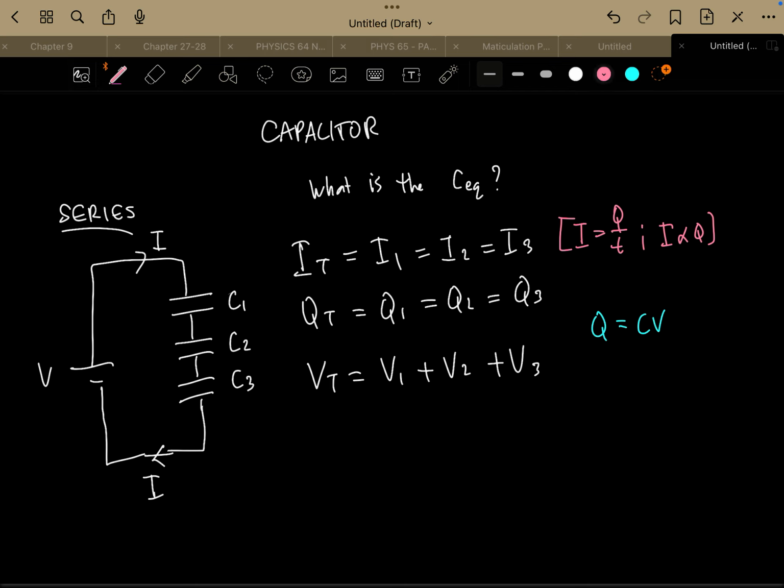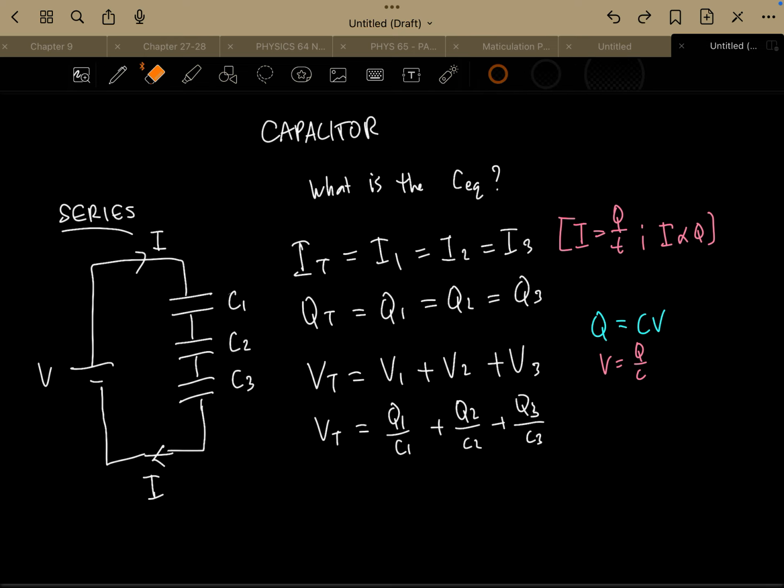then in this sense, my V is equal to Q over C, right? So I can rewrite this as Q1 over C1 plus Q2 over C2 plus Q3 over C3 is equal to the voltage drop. But then we know that Q1, Q2, Q3 is all the same, right? So I don't need to rewrite the subscript. Basically, no subscript because they are all the same.